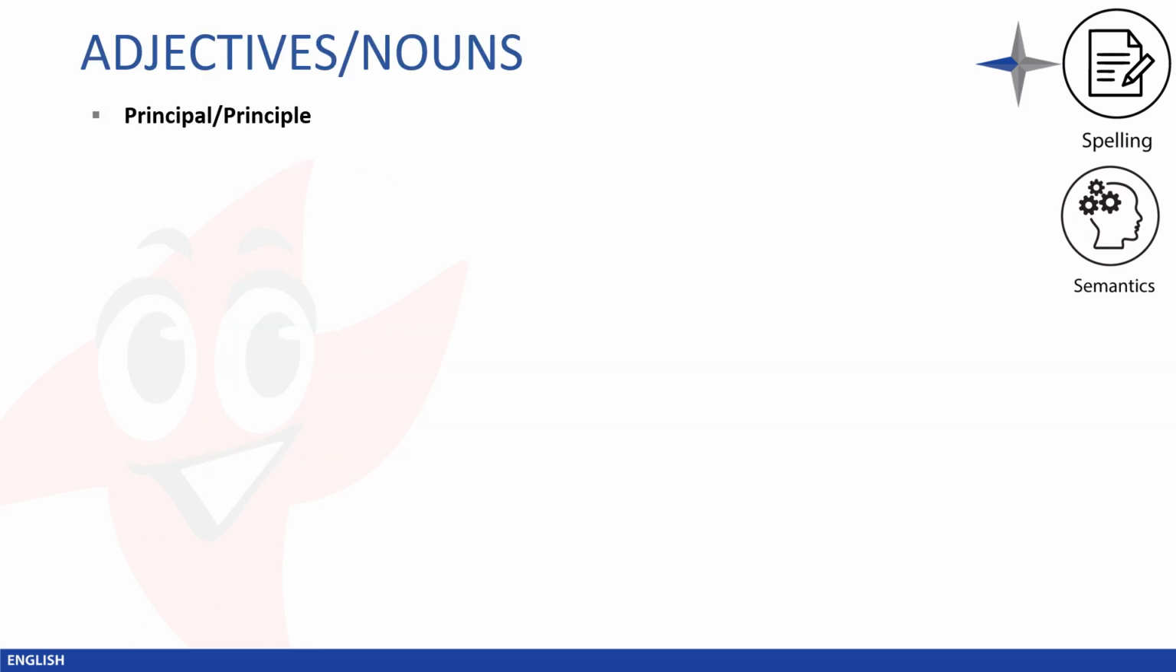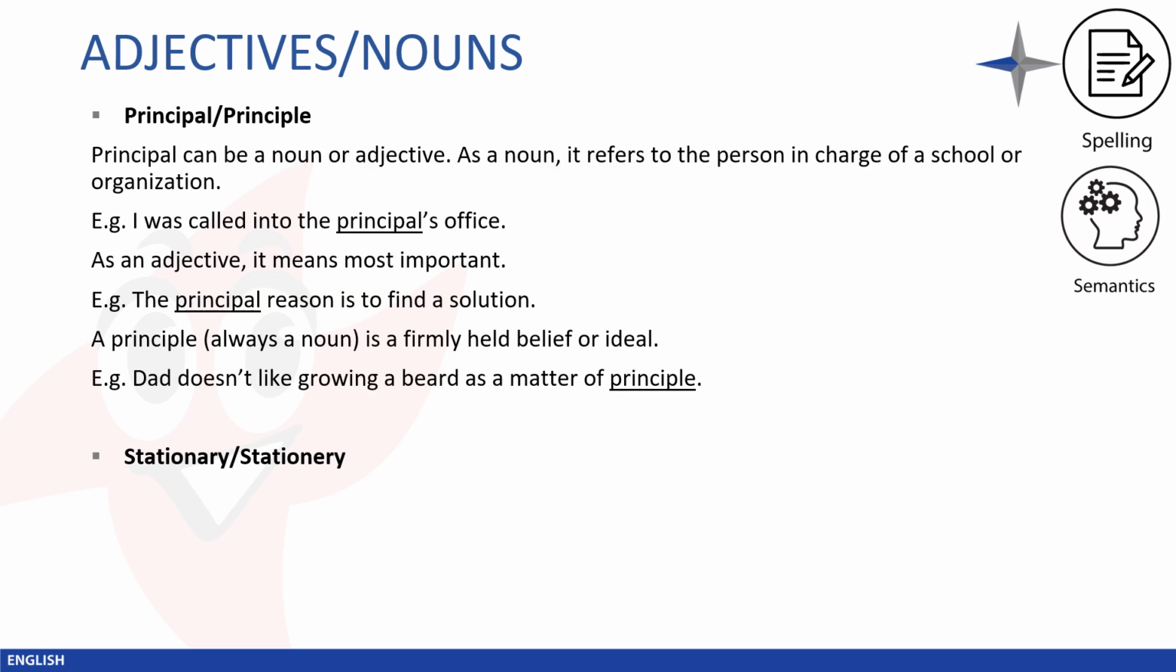These words are also quite confusing. So principal with AL and principle with PLE, and stationary. Principal with AL often means someone in charge of a school. Example, I was called into the principal's office. And then it can be used as an adjective, meaning something that's the most important, the principal reason.